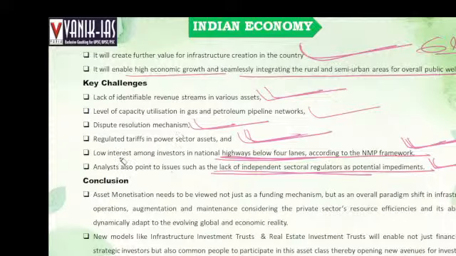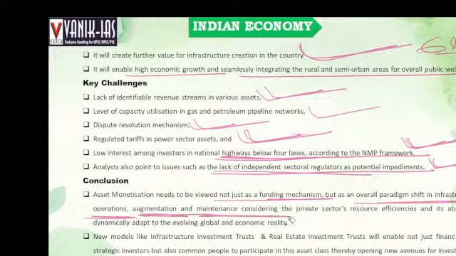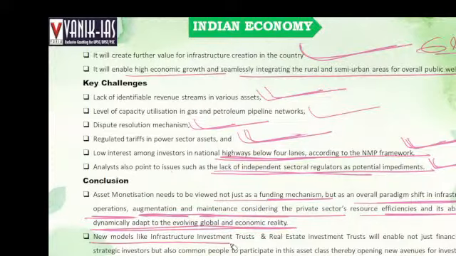Conclusion: asset monetization needs to be viewed not just as a funding mechanism but also as an overall paradigm shift in infrastructure operations, augmentation and maintenance, considering the private sector's resource efficiencies and its ability to dynamically adapt to the evolving global economic reality. New models like infrastructure investment trusts and real estate investment trusts will enable not just financial and strategic investors but also common people to participate in the asset class, thereby opening new avenues for investment. This will strengthen the private sector, create employment, and the money will be utilized for development of infrastructure. So this will contribute to the overall economic growth of the country.